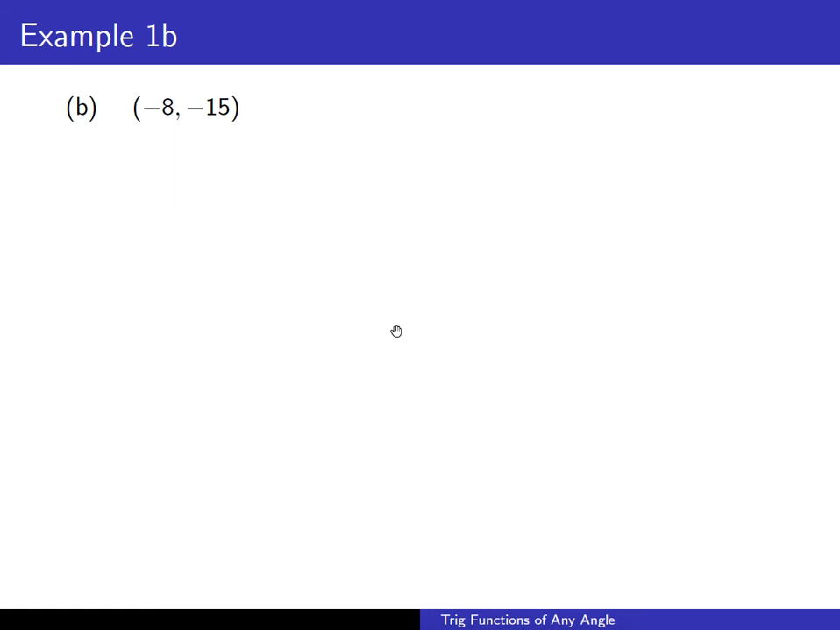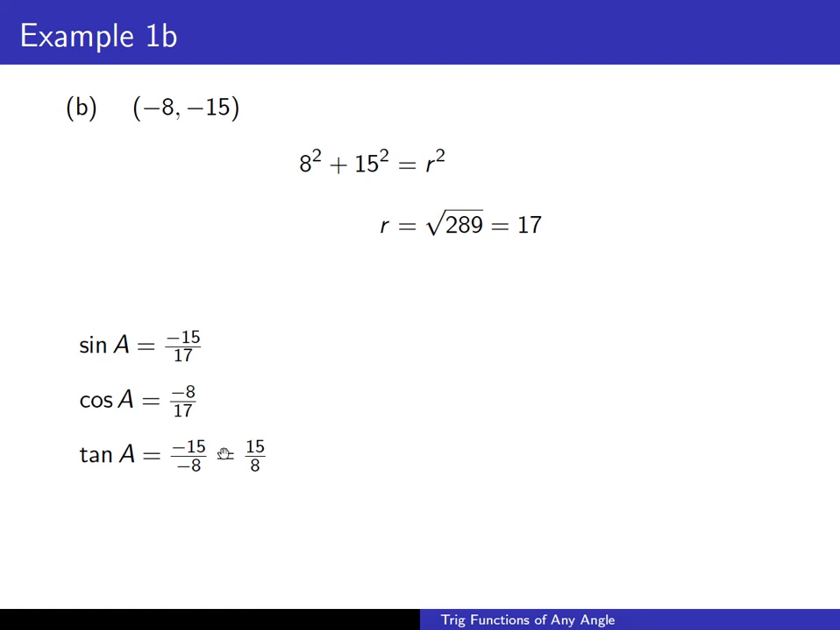Example 1b, we have negative 8, negative 15, so we're in the third quadrant. So ignoring the negatives, 8 squared plus 15 squared is r squared. So 8 squared plus 15 squared is 289. Take the square root of 289 and we get r is 17. So sine is y over r, negative 15 over 17. Cosine is x over r, negative 8 over 17. Tangent is y over x, negative 15 over negative 8, simplifies to 15/8.